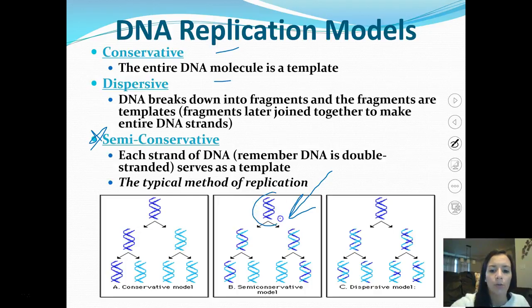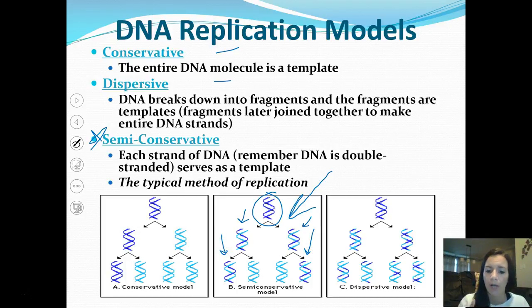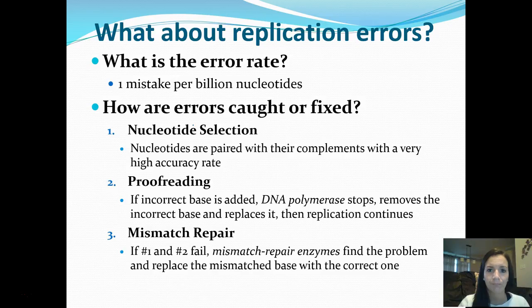You see our dark blue starts, but then these ones have one dark blue and one light blue. So each one has one of the parent strands and one of the new strands. And then if they keep going, you'll see the same thing: one of the parent, one of the new strands in each model. The semi-conservative, like I said, is the important one that you need to focus on. Don't really worry about the other two.